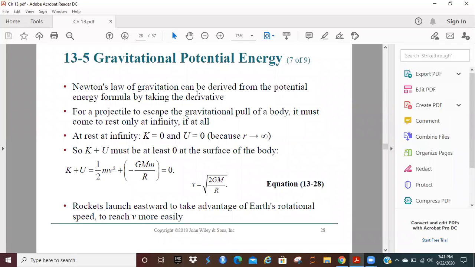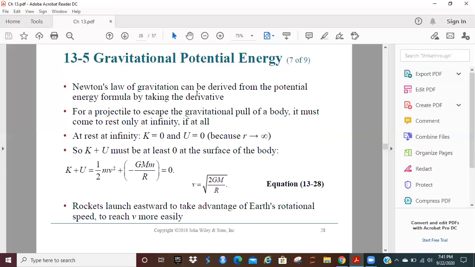Newton's law of gravitation can be derived from the potential energy formula by taking the derivative, which, if you do that, is an interesting exercise. For a particle or a projectile to escape the gravitational pull of a body, it must come to rest only at infinity, if at all.